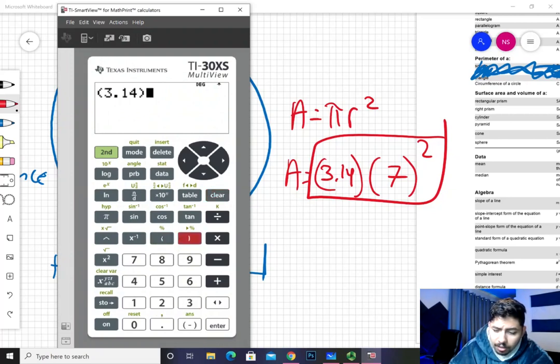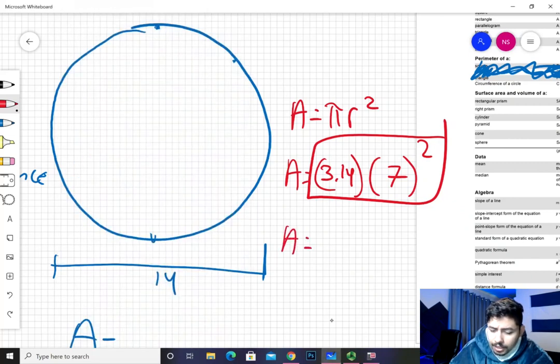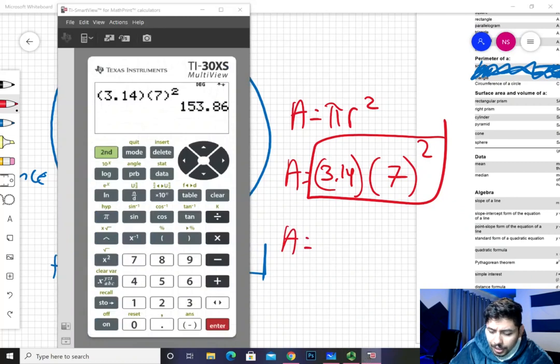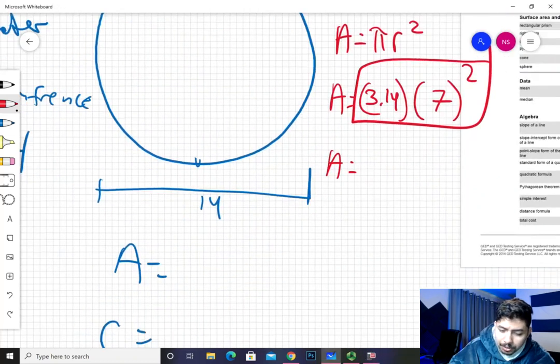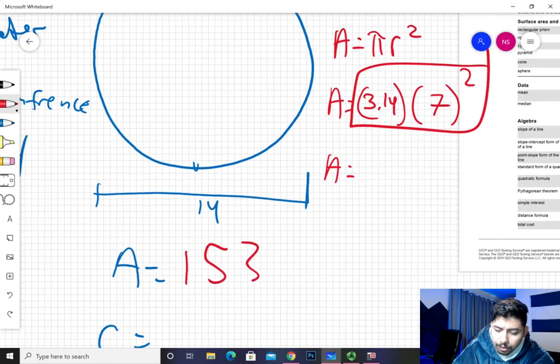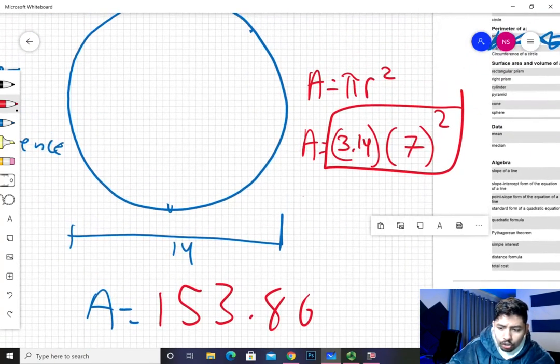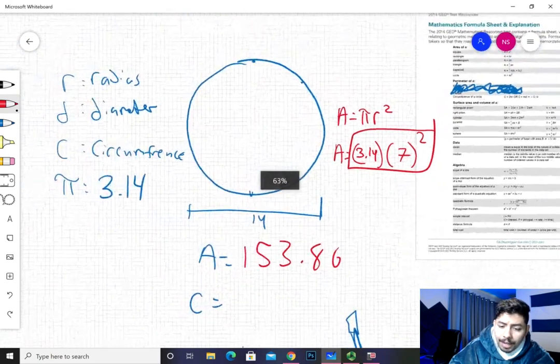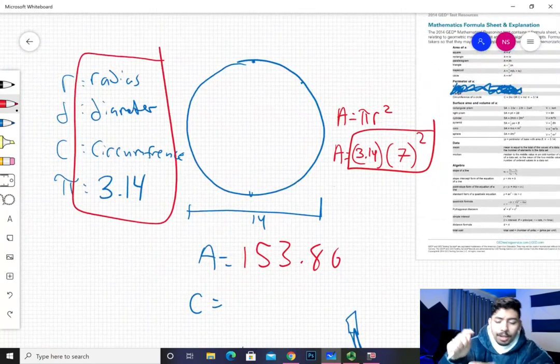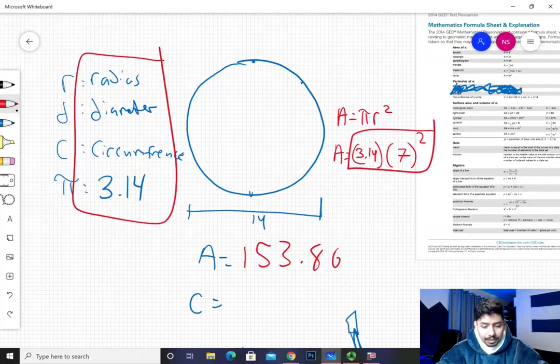3.14 parentheses 7. The squared should be on the outside of the parentheses. Boom. A equals, what was the number? 153.86. You just found the area of this circle using your newly found techniques of knowing what the radius, diameter, and pi was. Okay?